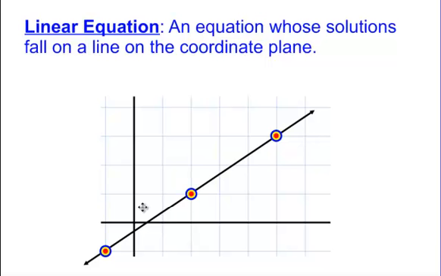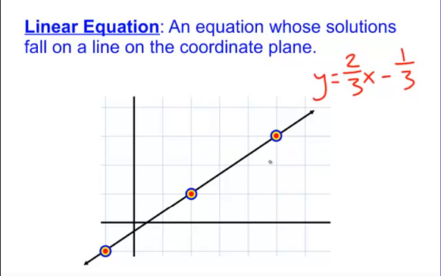So, if I had a linear equation and this was, let's say, y equals 2/3 x minus 1/3. Anytime that we solve for x or y, it would fall right on that line. So that's what a linear equation is. Every single solution would fall on that line.